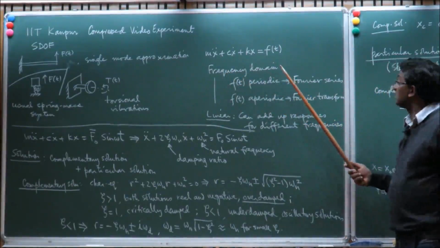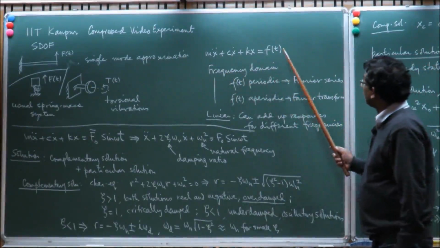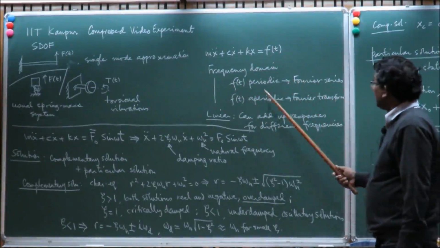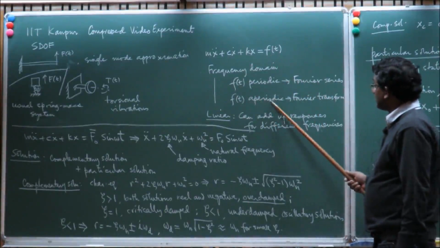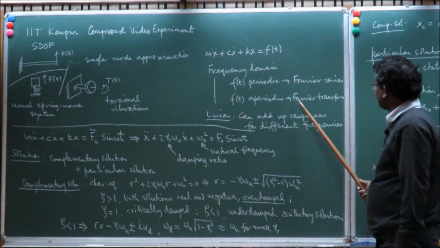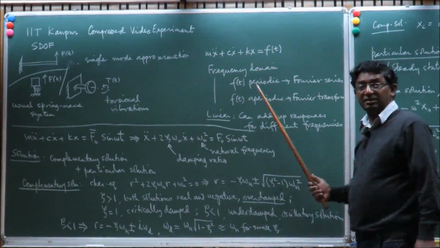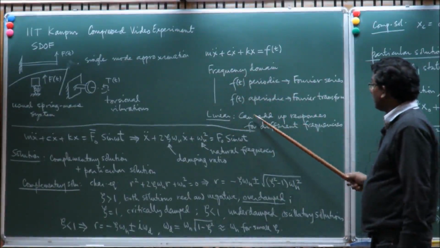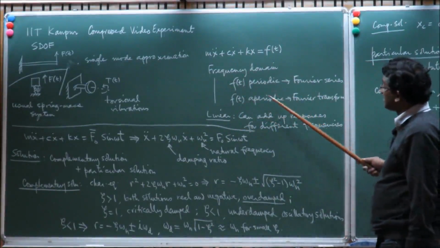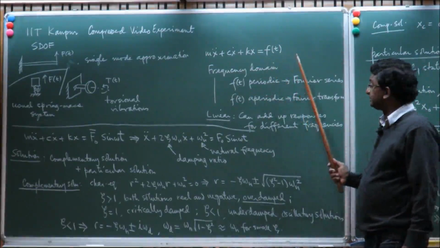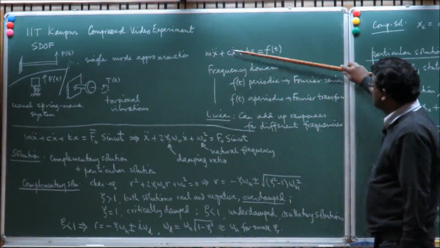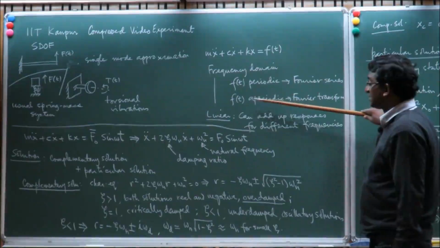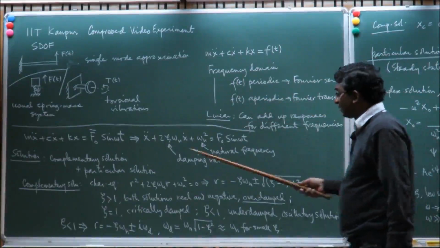The reason why we can do this is that for one thing, if f of t is periodic, then we can write it in a Fourier series, and if f of t is not periodic, if it is aperiodic, we can still write it using a Fourier transform in the frequency domain. And then because this underlying equation is linear, we can add up the responses for the different frequencies to get the net response. We are able to do this because the system is linear, and linear systems are studied fruitfully in the frequency domain, hence the frequency domain.